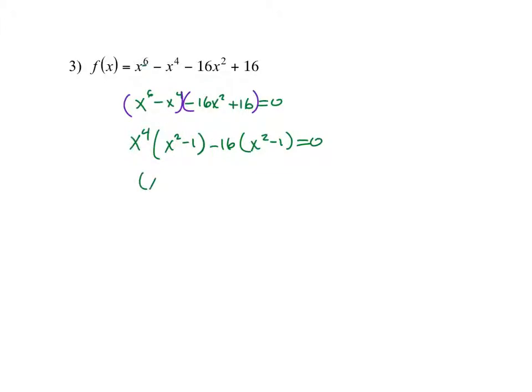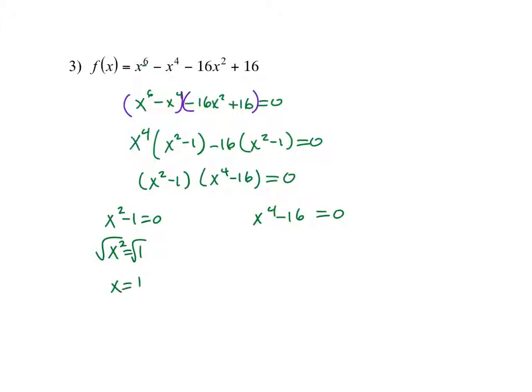So now I can factor out the x squared minus 1, leaving x to the fourth minus 16. So I have x squared minus 1 equals 0, and x to the fourth minus 16 equals 0. This one I can solve with the square root property, so x equals plus or minus 1.